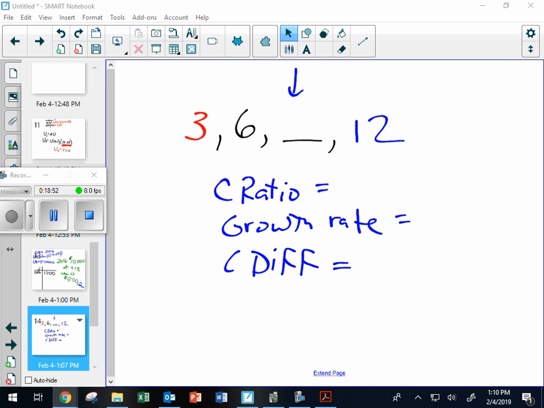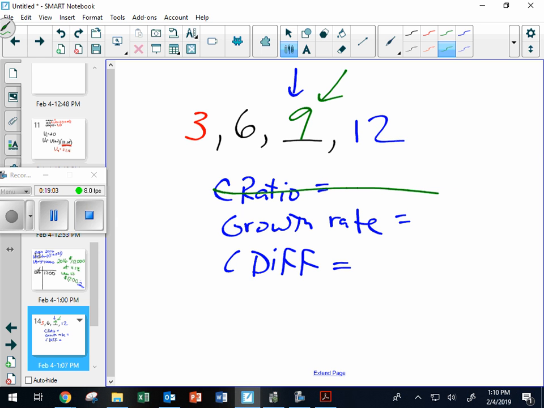All right, so what did you say? What do you think this number was? I agree, it's 9. And does that mean we have a common ratio or a common difference? Common difference. We don't have one of those.